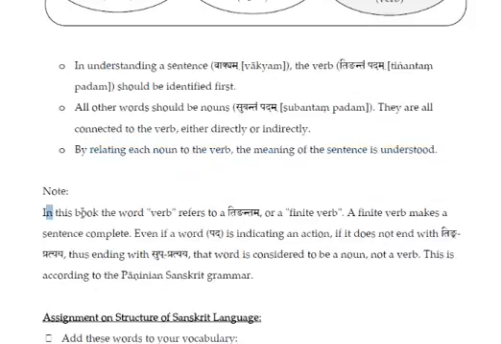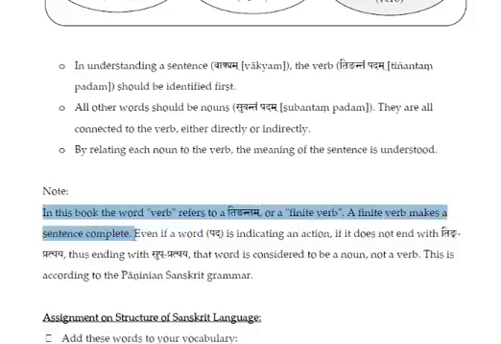So note in this book, the word verb refers to a tingantam or finite verb. A finite verb makes a sentence complete. In English, the term verb is used very loosely, but here I use the word verb very strictly, for finite verb. What is a finite verb? That which makes a sentence complete.